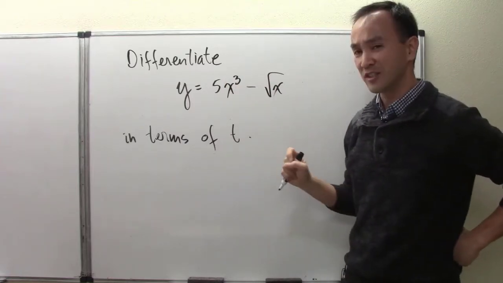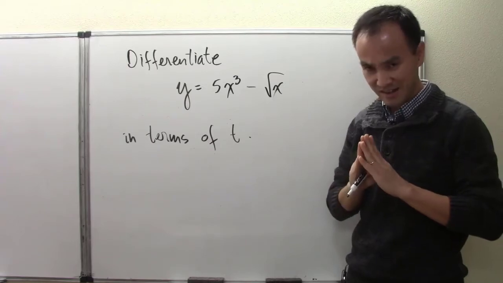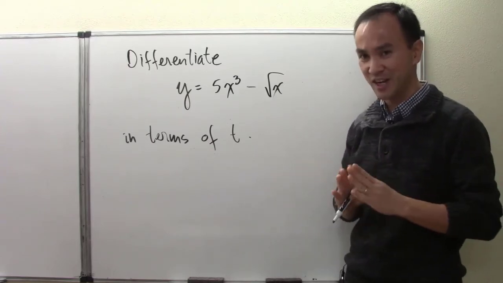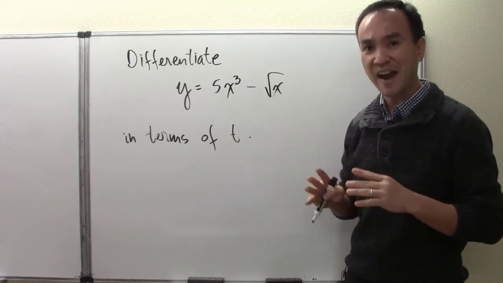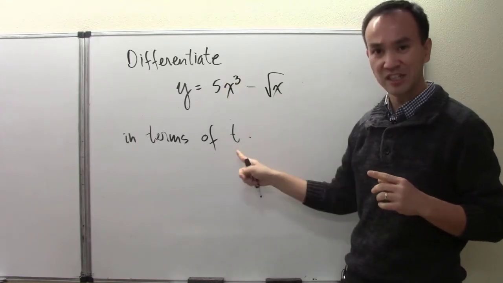Because of that, I am assuming that anyone has already learned and understood well enough how to differentiate something like this in terms of t.